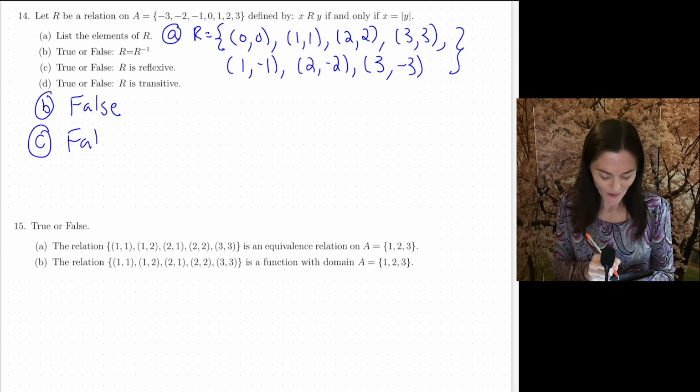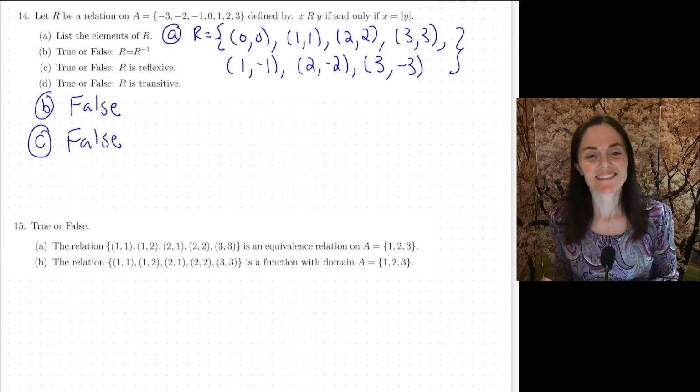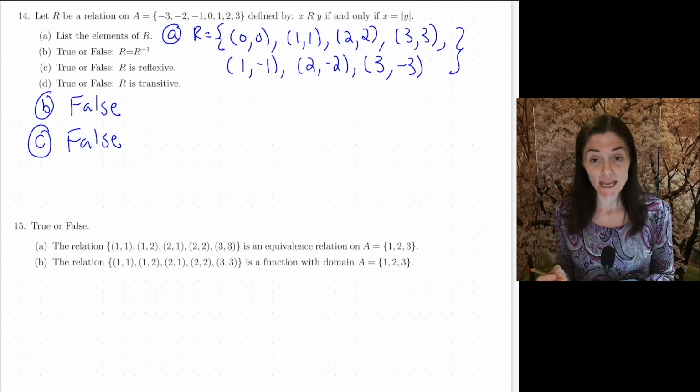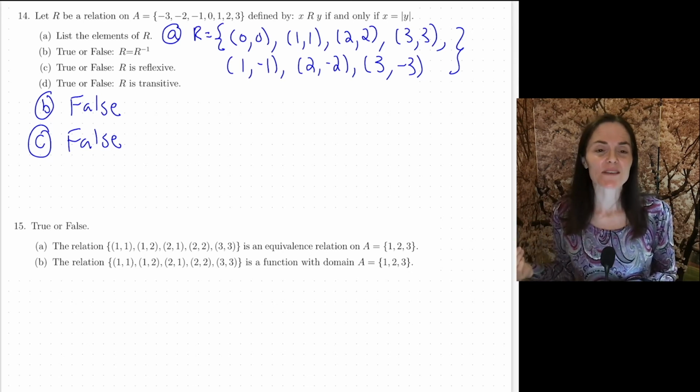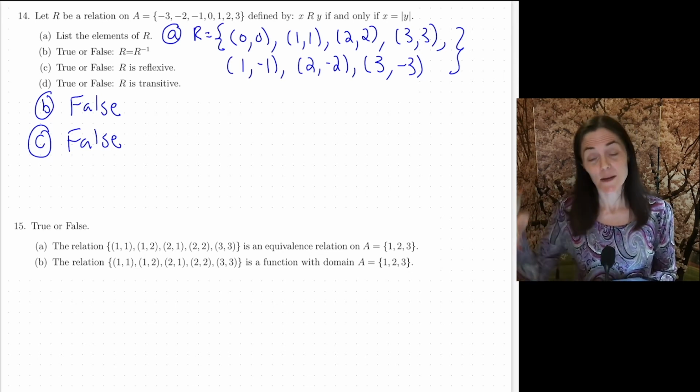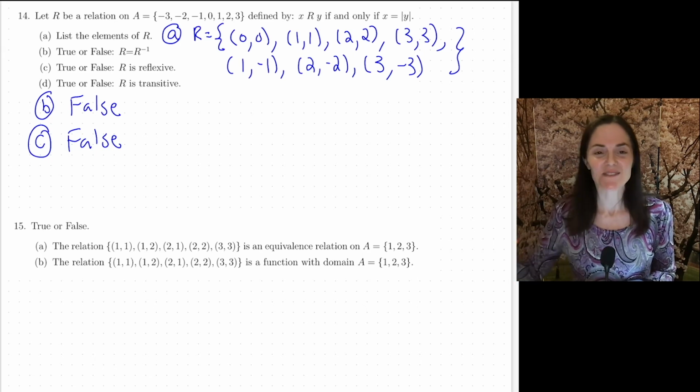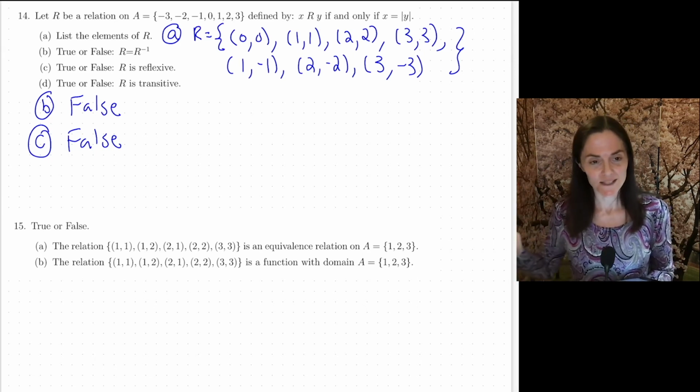This also is false, because, well, this contains four of the elements of the form, say (a, a), where a is in A, but not all of them. So this is not reflexive. It does not contain (-1,-1), (-2,-2), or (-3,-3).